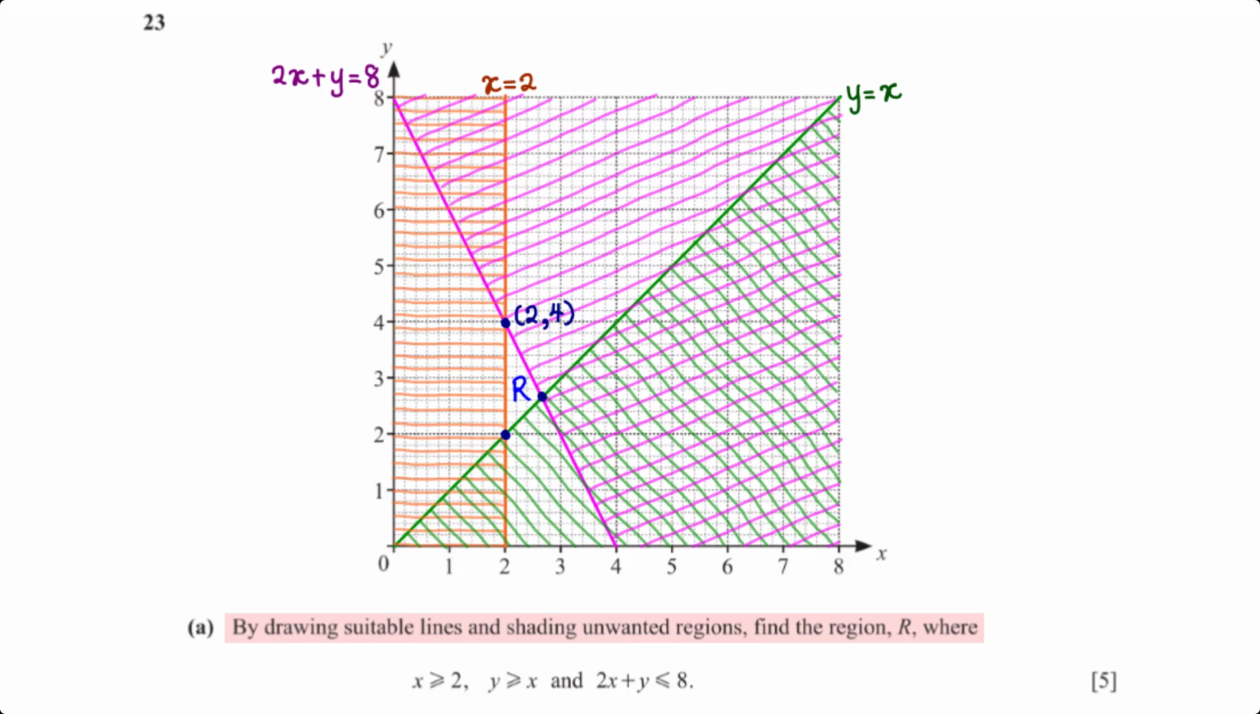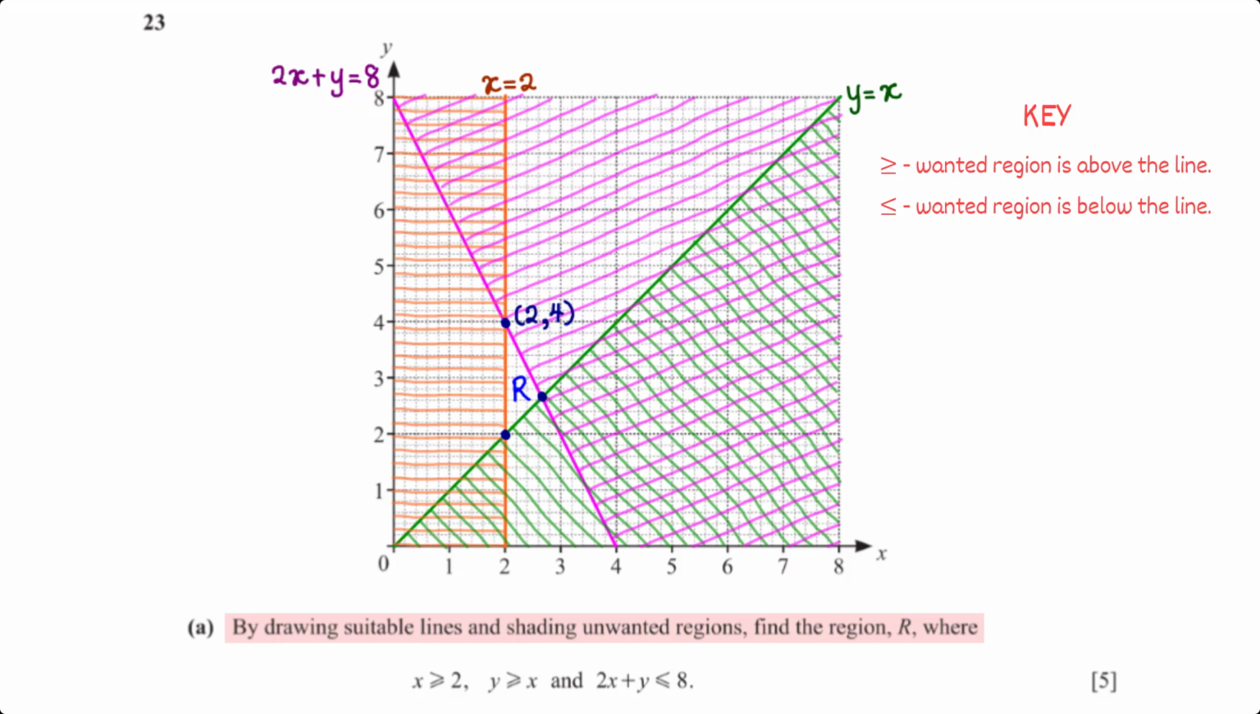After drawing these lines, we can start shading the unwanted regions. For x is greater than or equal to 2, the wanted region is above or to the right of x equals 2, and so we shade the region below or to the left of x equals 2. For y is greater than or equal to x, the wanted region is above y equals x, and so we shade the region below y equals x.